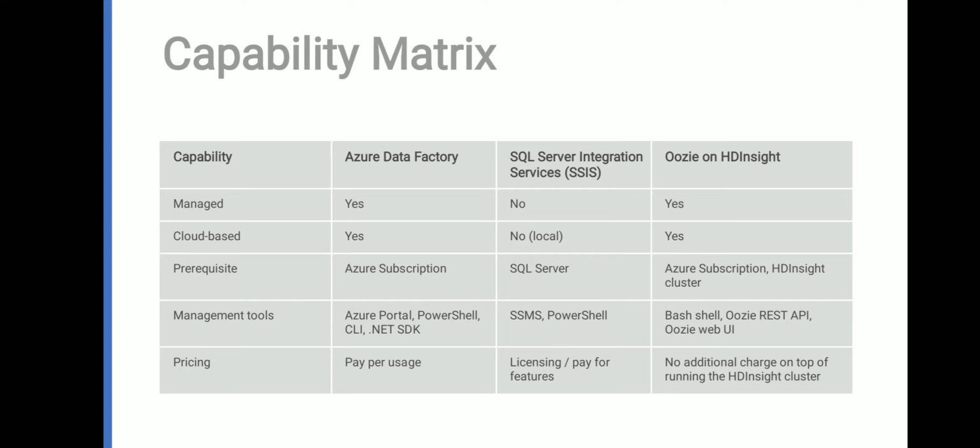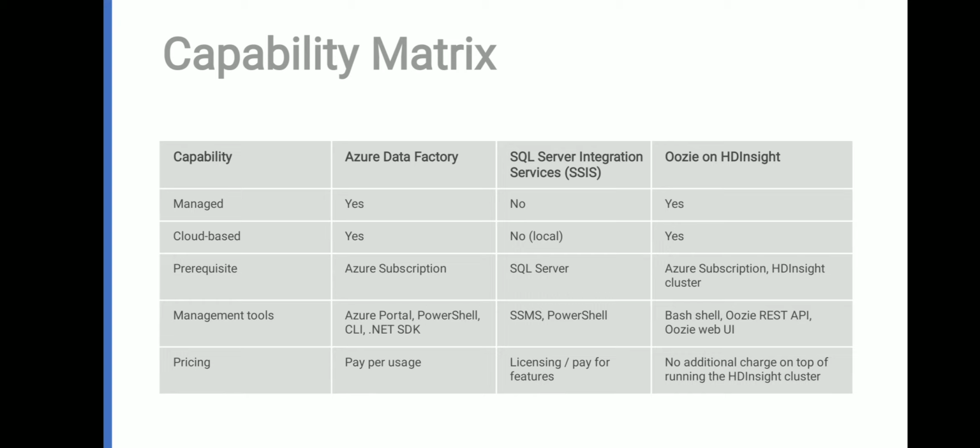Capability matrix. So this is a general capability matrix which explains whether it's a managed service, cloud-based, what are the prerequisites for the specific tool and the pricing criteria. For Azure Data Factory, SQL Server Integration Services, Oozie on HDInsight, you can see it's pretty self-explanatory, so I don't have to go into detail. As I said, SQL Server Integration Services is more of a local tool and it comes with SQL Server licenses. But in case of Oozie, once you have an HDInsight cluster, you don't have to pay any additional charge. So this is a capability matrix.